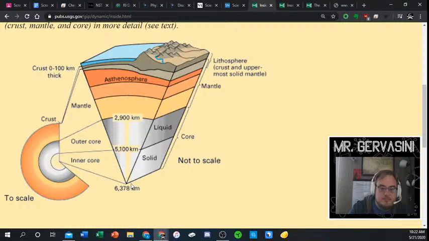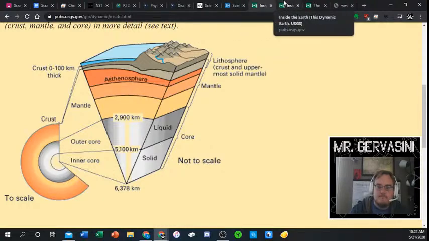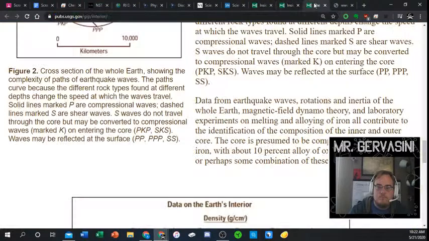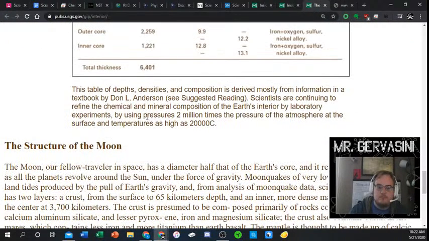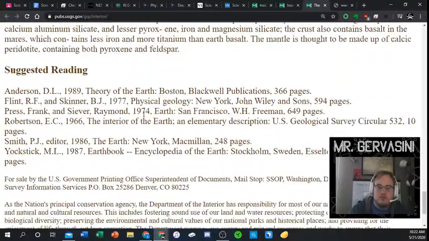This is depth. To go from the crust to the center of the Earth is 6,378 kilometers. But I want to know when it starts, which is right there, 5,100 kilometers. So I want depth. I don't want thickness. See, this is thickness. Structure of the moon.